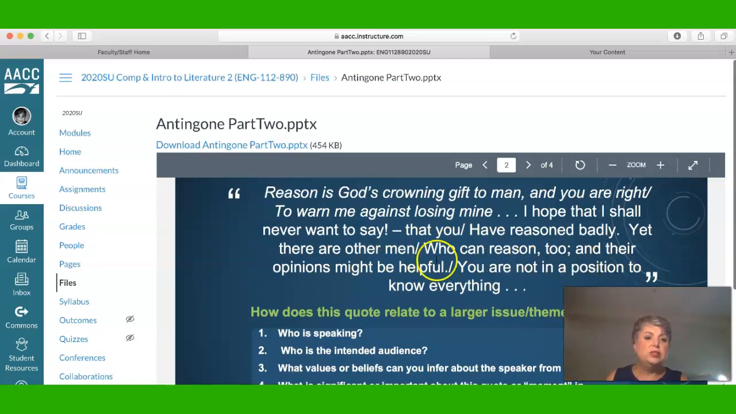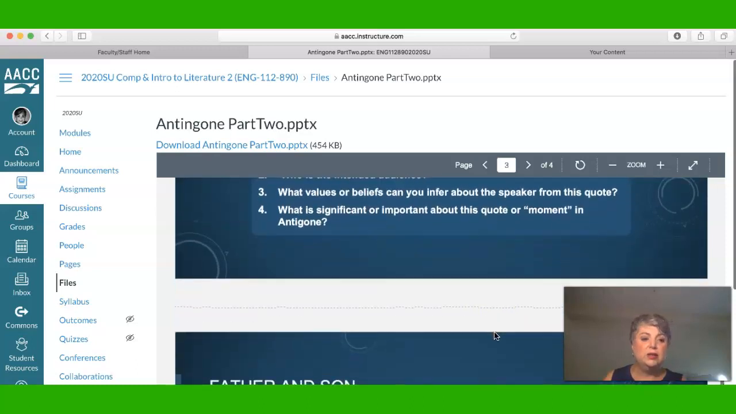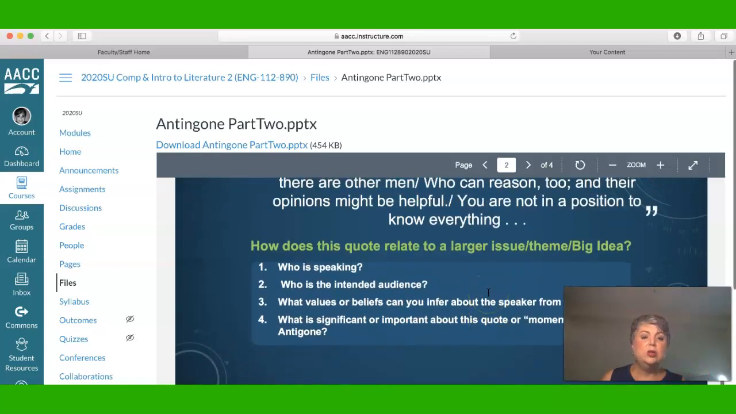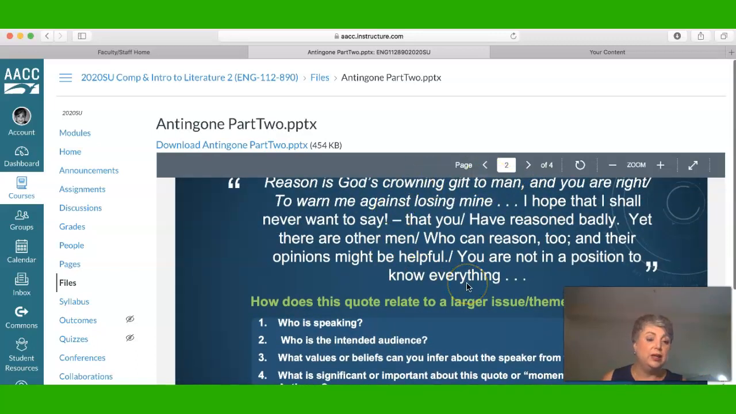You are not in a position to know everything. Nobody can know everything. And that's really true. If you're human, none of us know everything, right? So frequently we need to consult others. We need to, in trying to think through a problem, ask others for advice. At least this is kind of my takeaway when I'm looking at this quote. So how does this relate to larger issues or themes or big ideas of the play? So think about that. And if you've done a really good job of reading Antigone, then you will be able to identify who is speaking here, right?